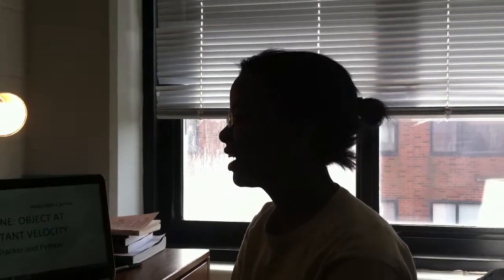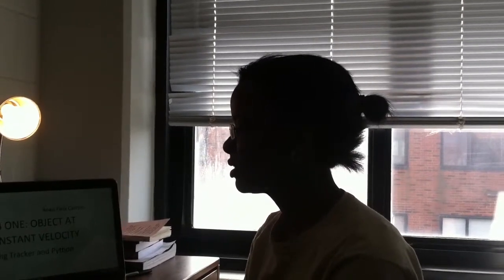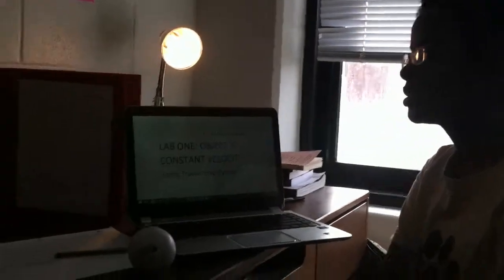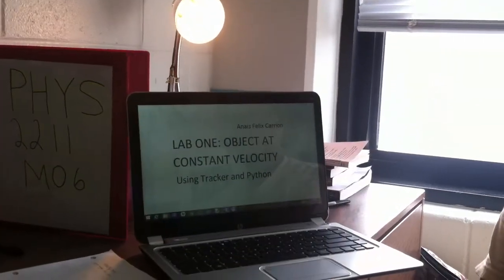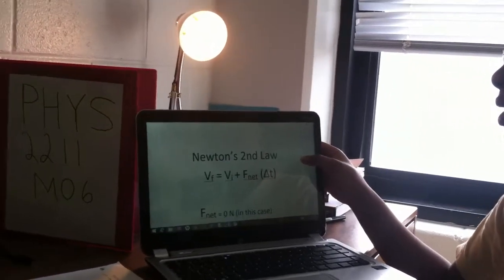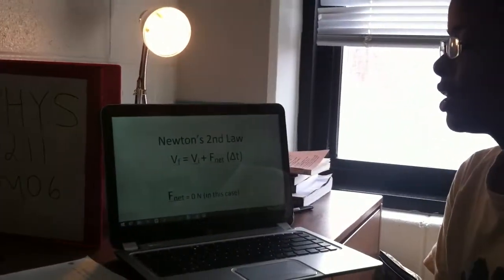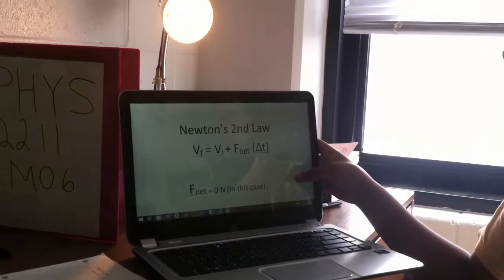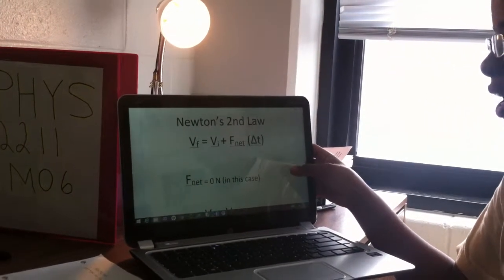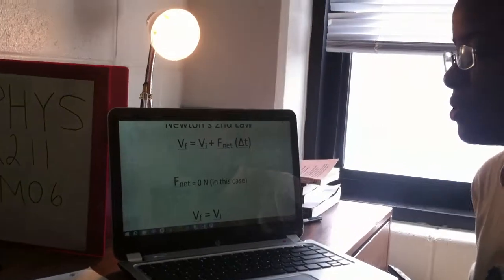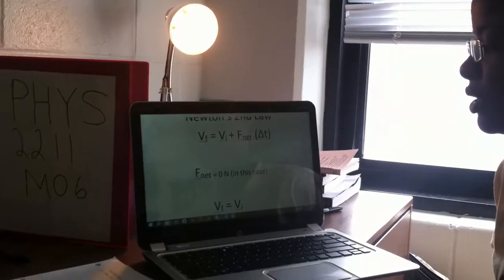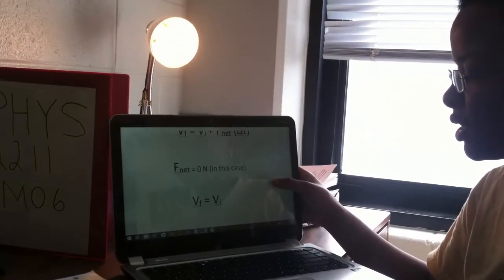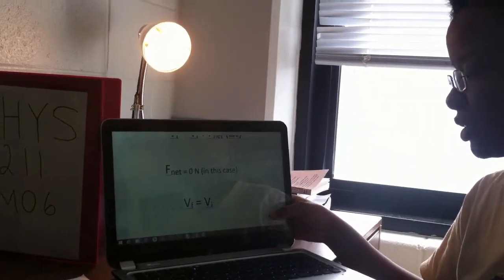My name is Felix Carrion, and in this lab we constructed models that simulated and analyzed an object moving at constant velocity using Tracker and VPython. In this, we implemented Newton's second law, in which velocity in the future can be predicted by initial velocity and the product of the net forces and delta time. In this case, we assume that the net forces equal 0 in all directions, so that final velocity equals initial velocity and there is no acceleration.